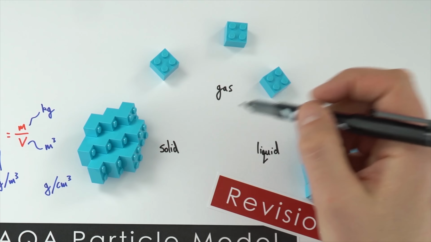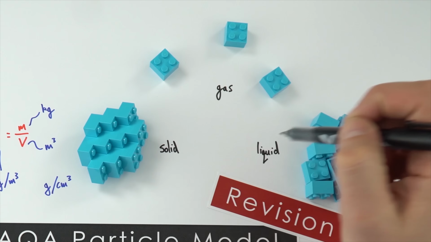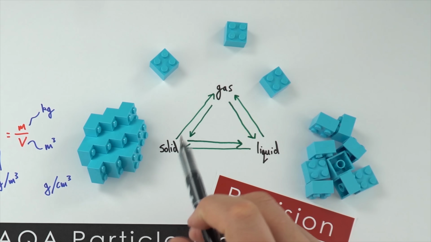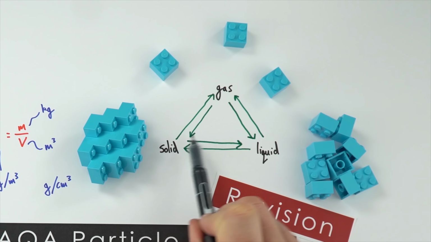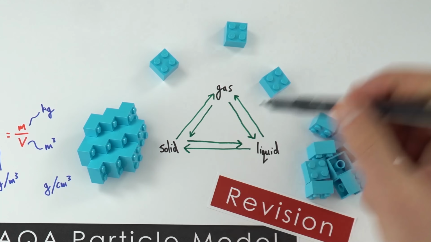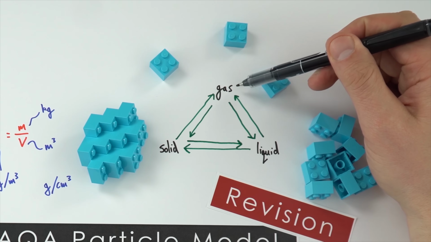So let's think about how we go from one state to another. Now, if you have a solid and you heat it up, it turns into a liquid. So that's when it's melting. The liquid then might boil and turn into a gas.